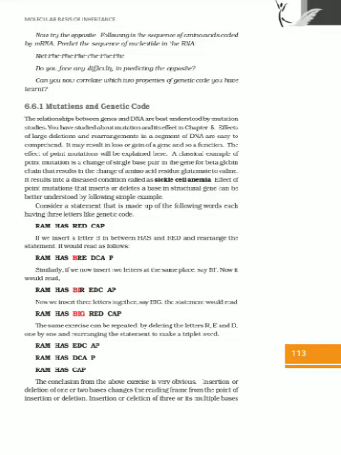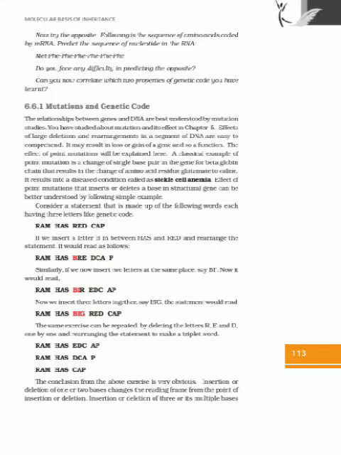Effects of large deletions and rearrangements in a segment of DNA are easy to comprehend. It may result in loss or gain of a gene and so a function. The effect of point mutations will be explained here. A classical example of point mutation is a change of a single base pair in the gene for the beta globin chain that results in change of amino acid residue glutamate to valine. It results in a diseased condition called sickle cell anemia.